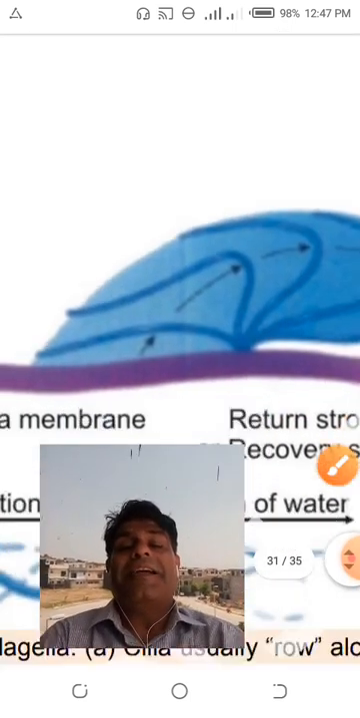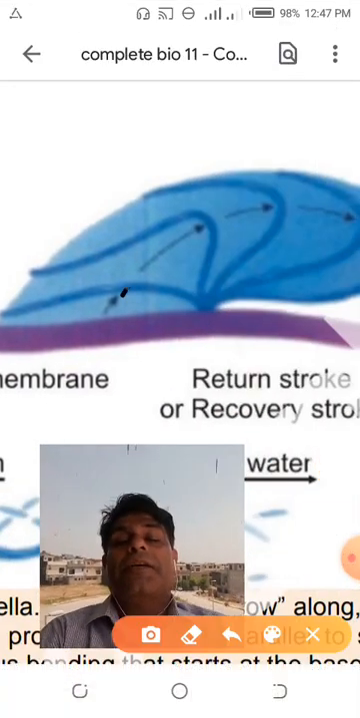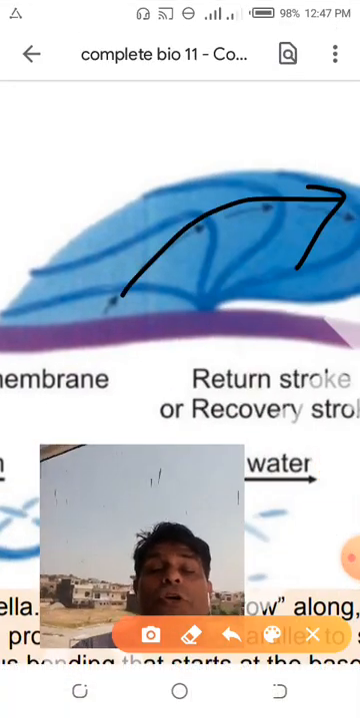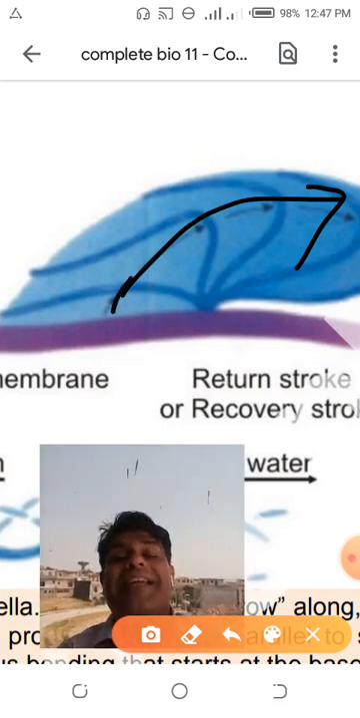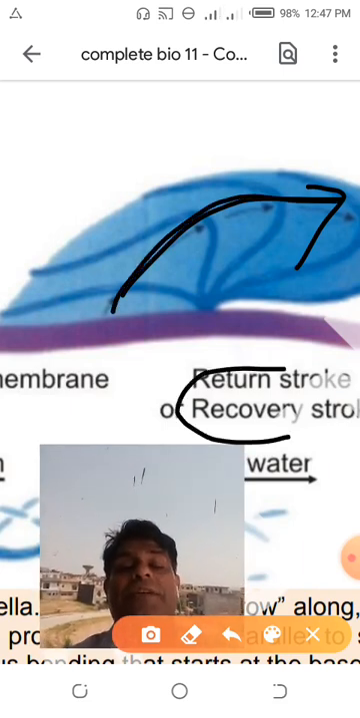Here they are relaxing. I am talking about which one? The first five. So the first five will contract, effective stroke. The first five is relaxing. This is the recovery stroke.